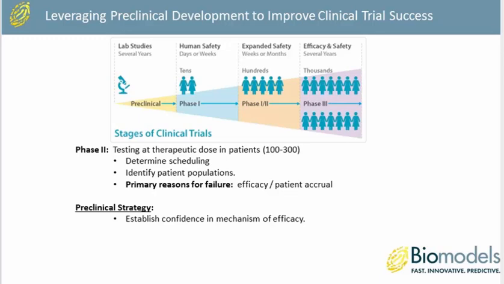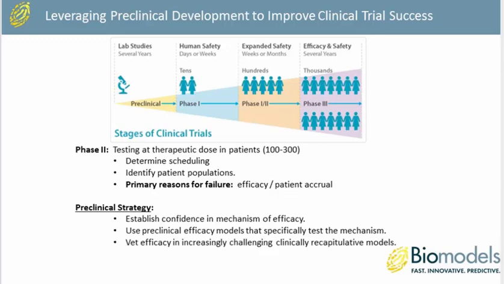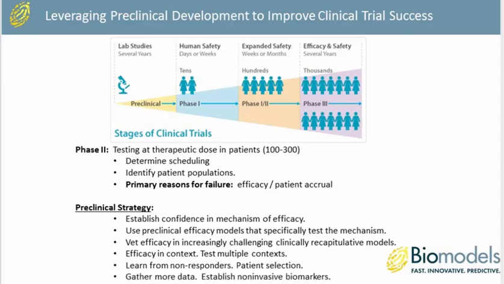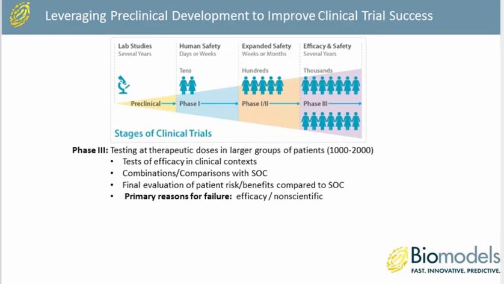So how can we mitigate these reasons for failure in preclinical modeling? We can establish confidence in the mechanism of action. We can utilize preclinical efficacy models that specifically test the mechanism. We can vet efficacy in increasingly challenging clinically recapitulative models. We can do efficacy in context, testing multiple contexts and biologically accurate contexts. And we can try to learn from the non-responders to enhance patient selection, and just gather more data and establish non-invasive biomarkers.